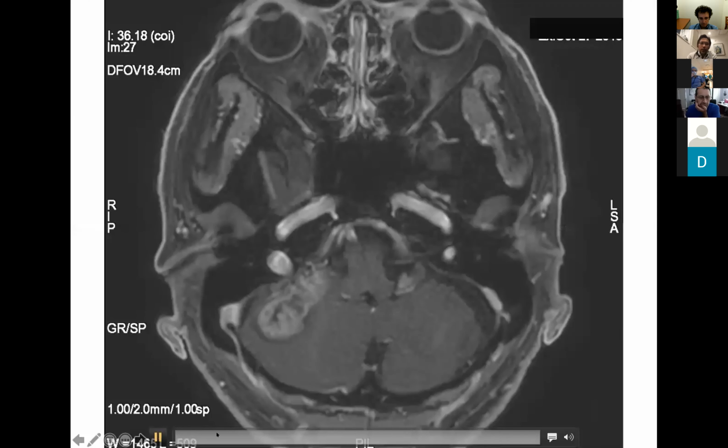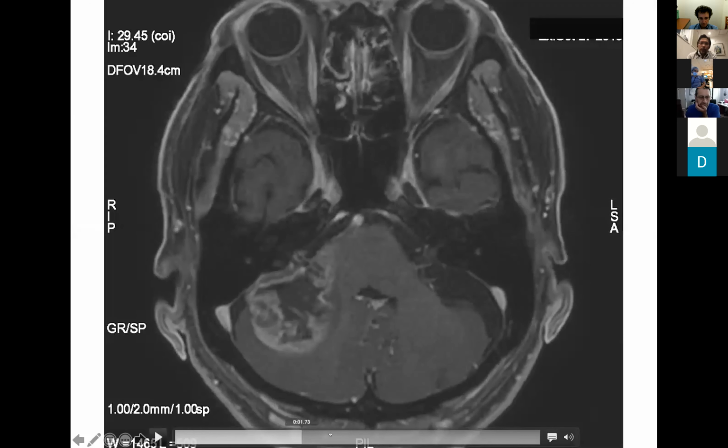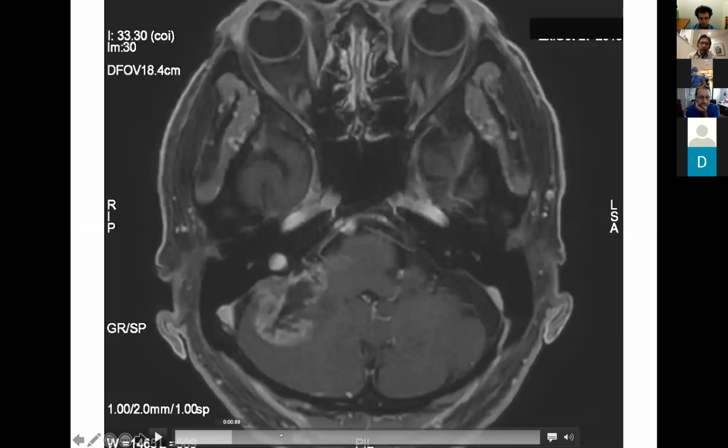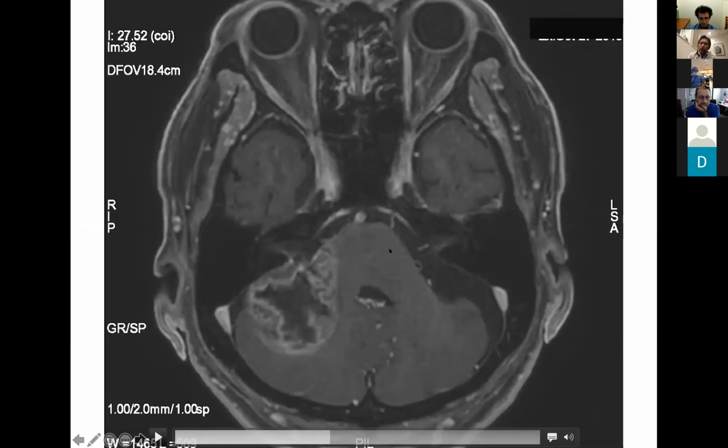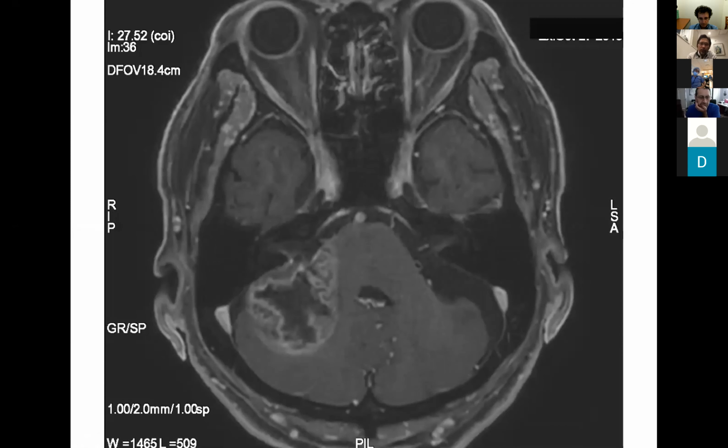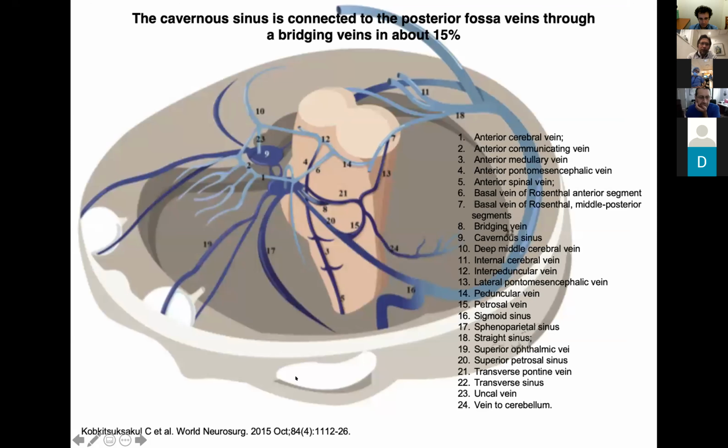And another similar case. This one is not at the cavernous sinus, it's a little bit lower. We can say this one is actually bridging to the inferior petrosal sinus. So these veins are not that rare. There's a paper published from a group in Bangkok. They found about 15% of cases having these bridging veins from the posterior fossa, mainly the brainstem veins, to the cavernous sinus or the inferior petrosal sinus.